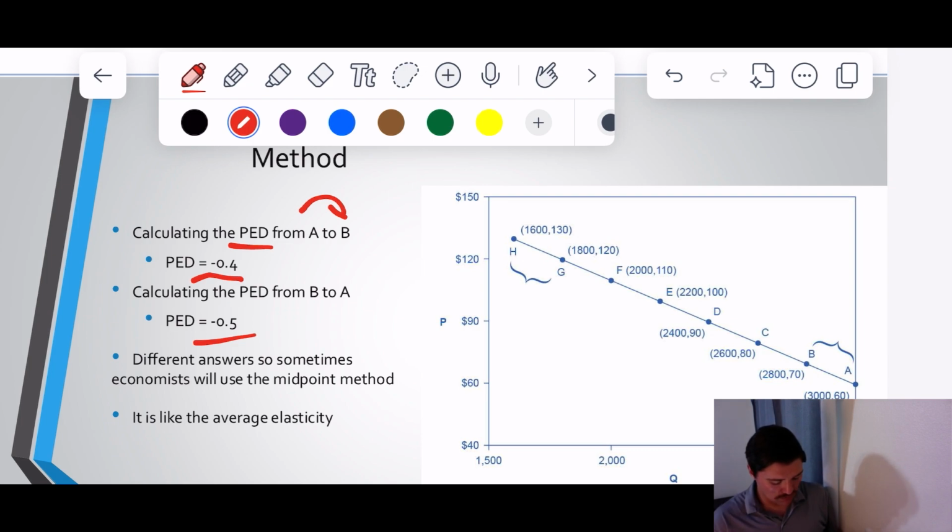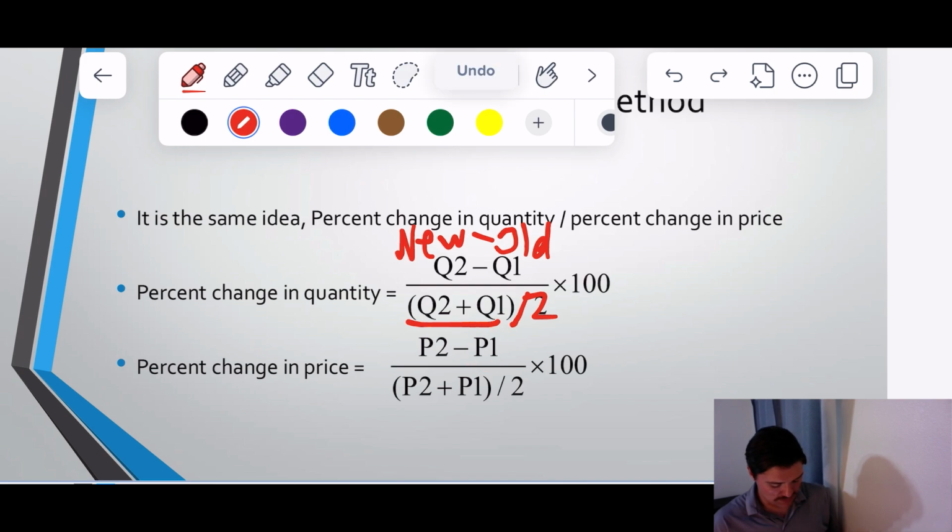All right. So what we're going to do is still the same idea, where we're taking the new minus the old. But now we're going to be dividing it by the average. So we're going to be adding the quantities and then dividing by 2. And we'll do the same with price.